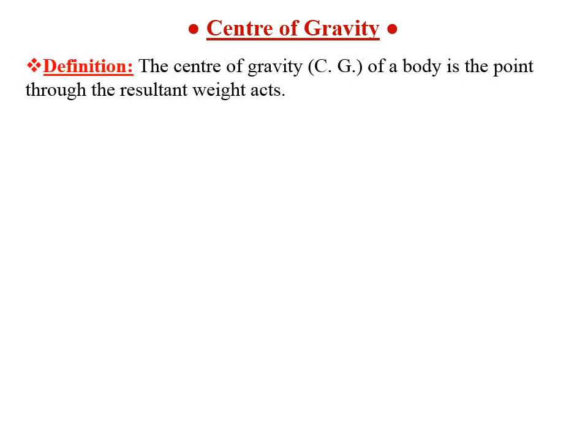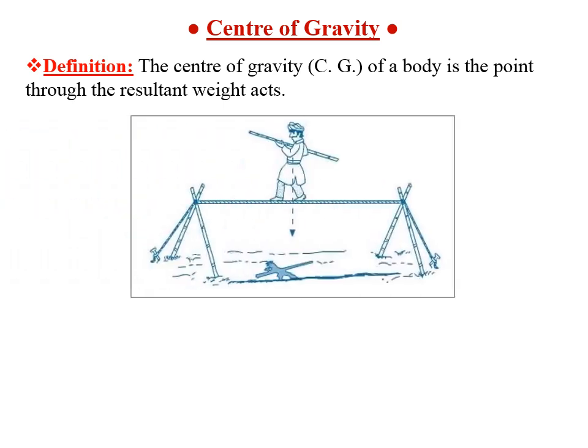So let us begin our lecture with the first application, center of gravity. Its definition: the CG of a body is the point through which the resultant weight of the complete body acts. Many times in our daily life, we see this type of picture on our streets, where a person tries to balance himself on a rope in the air by holding one horizontal pole in his hand. This is actually the real life example of the center of gravity of a body.